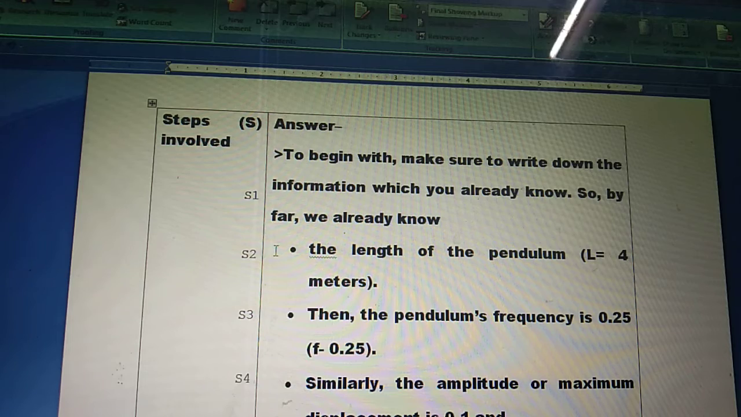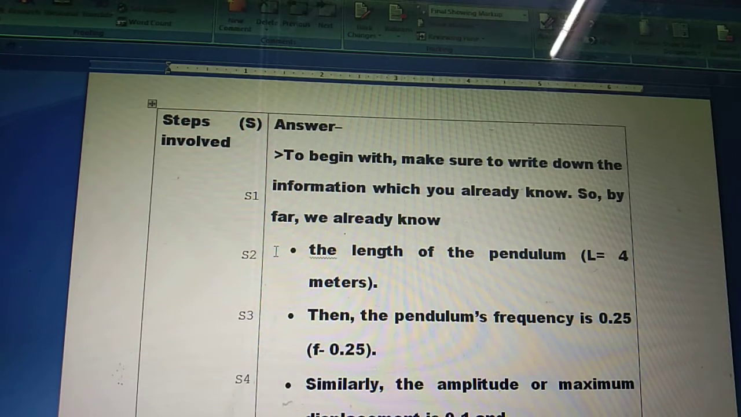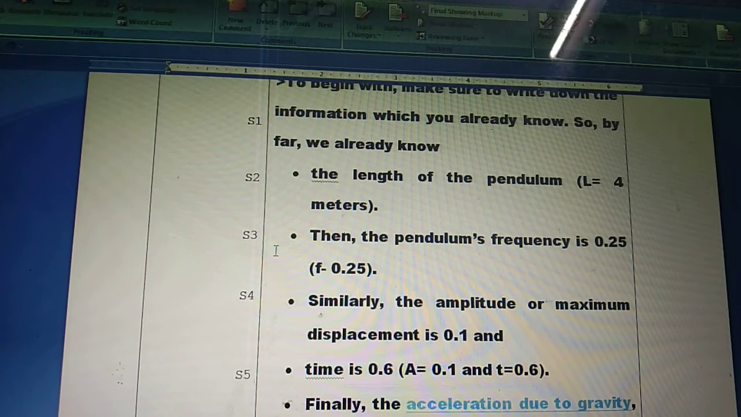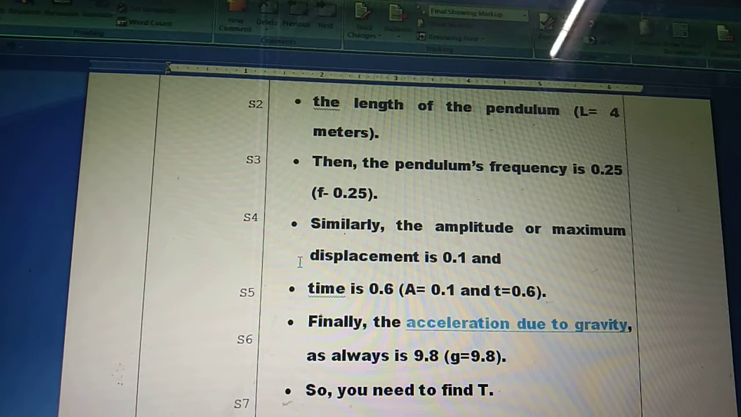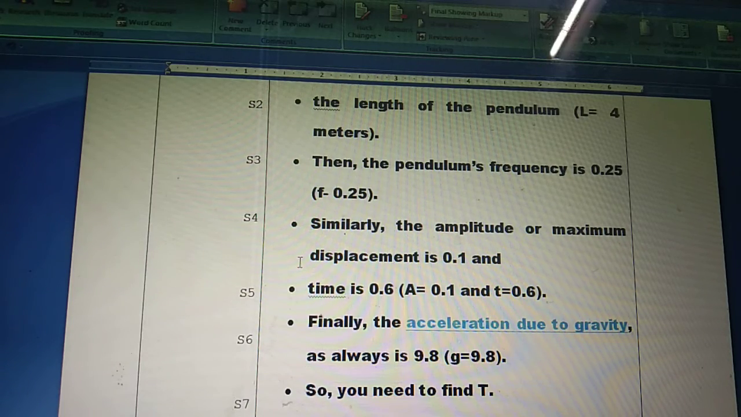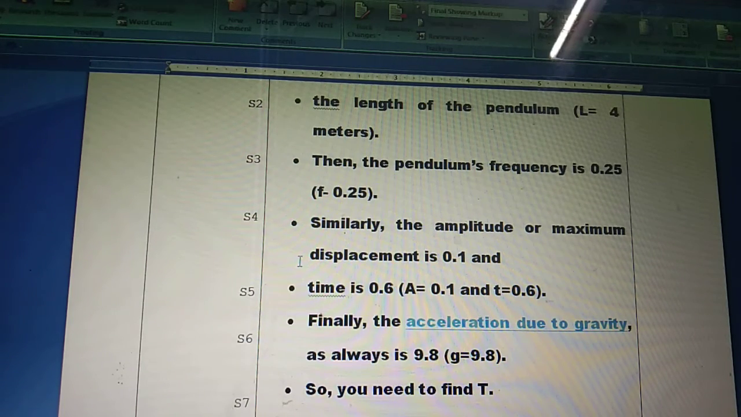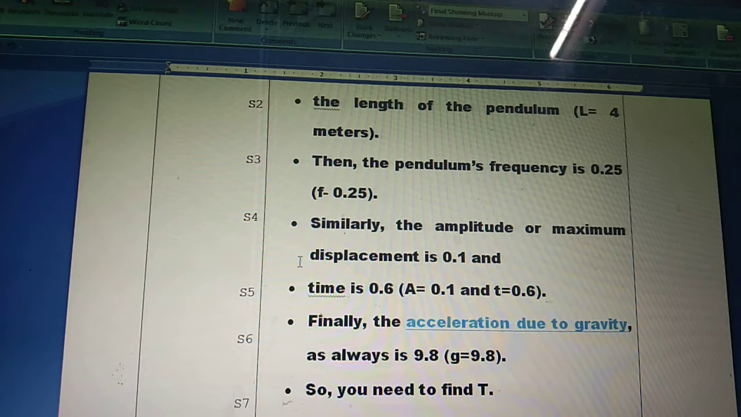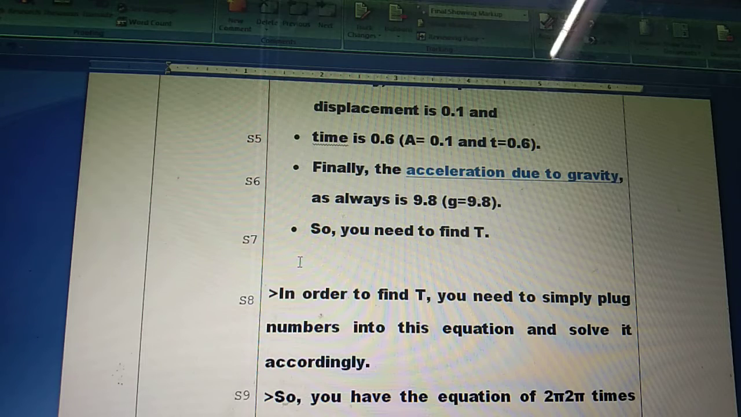What is step 2? The length of the pendulum, L is equal to 4 meters. The pendulum's frequency is 0.25, F is equal to 0.25. The third and fourth steps: similarly the amplitude or maximum displacement is 0.1, and the fifth step, time is 0.6. A is equal to 0.1 and T is equal to 0.6. The sixth step is, finally, the acceleration due to gravity, as always, G is equal to 9.8.